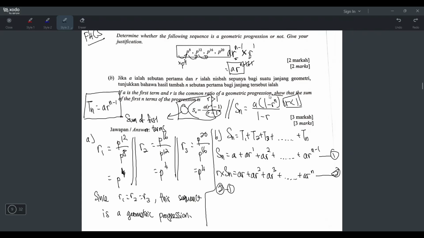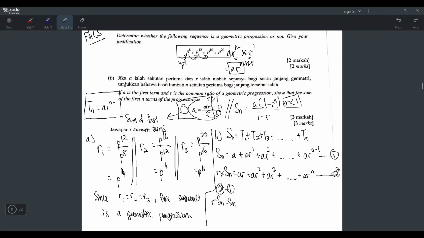But of course, if one day the exam asks for this one, you also do the same steps, but here you have to change. You have to take equation 1 minus 2 instead. I hope you understand what I'm trying to explain here. So 2 minus 1, so it becomes what? RSn minus Sn, which is what I want.